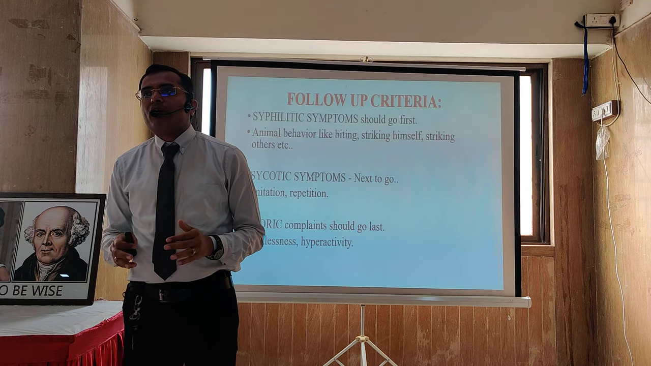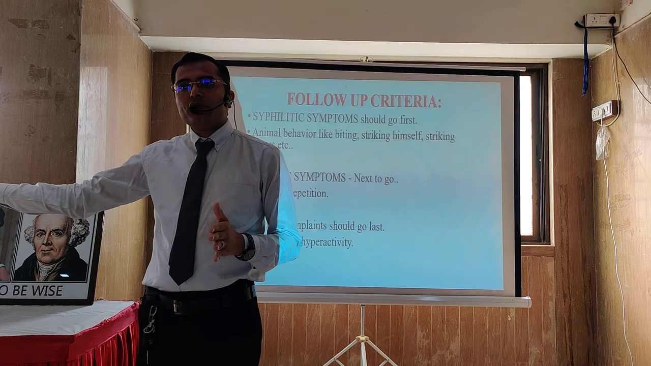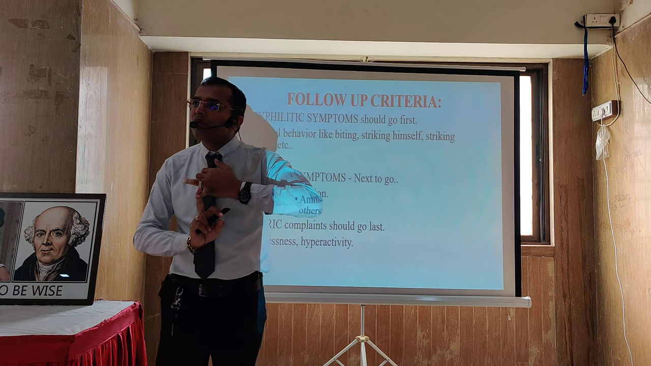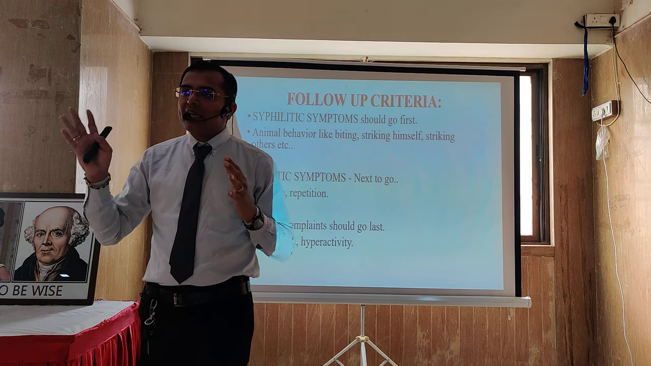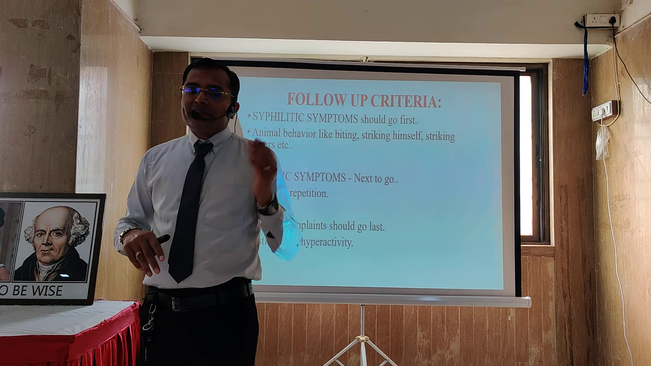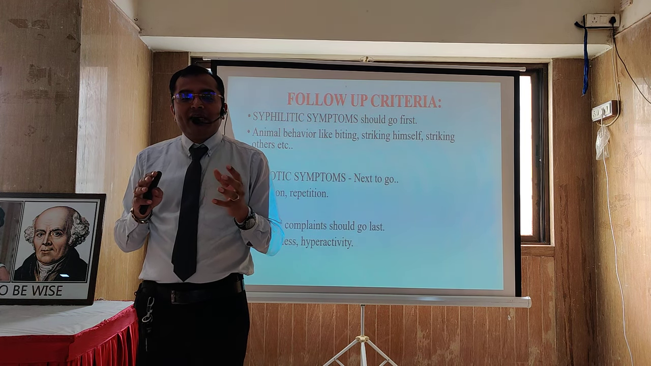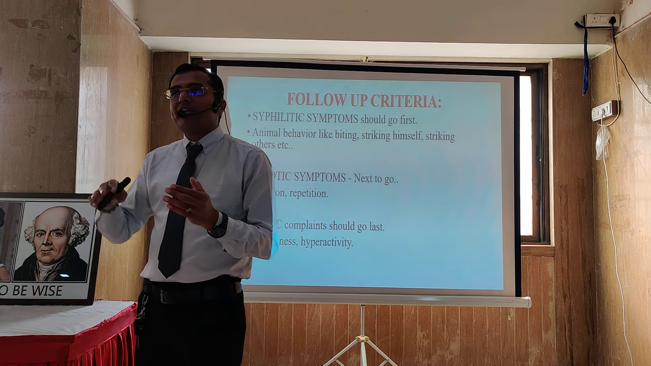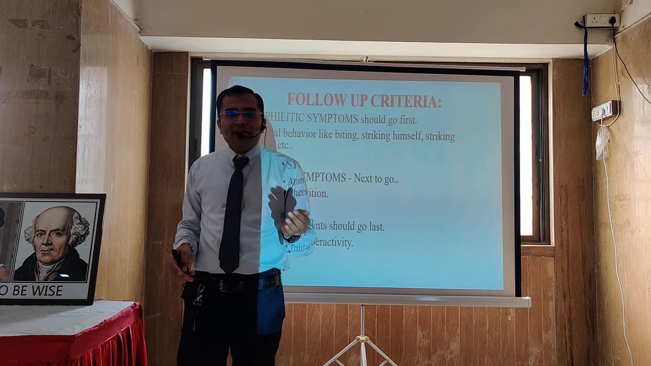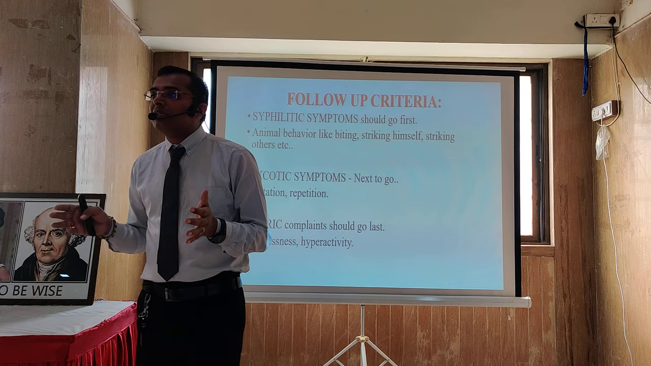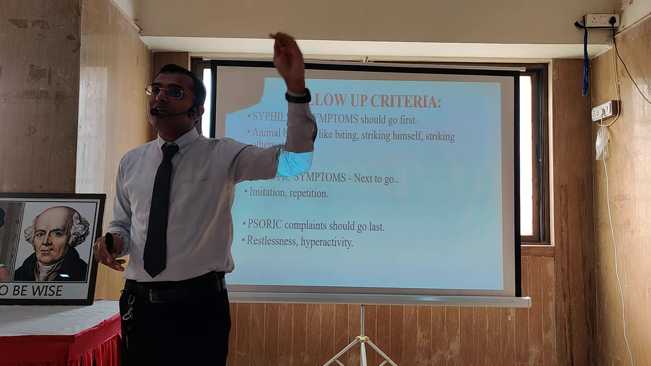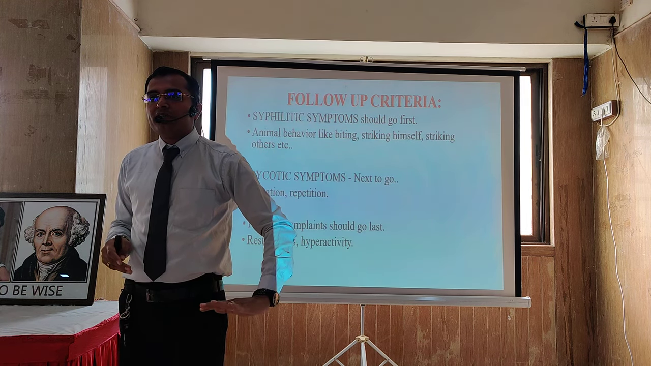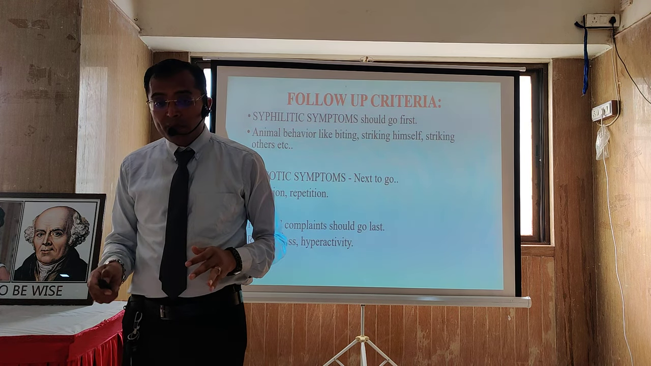Most of the time in follow-up, we have to reverse the miasm from syphilis to psychosis. In the syphilitic state, the syphilitic symptoms should go first, like animal behavior: striking, biting himself, striking others, that has to go first. Then psychotic behavior, where the child develops mimicking, repetitions, imitations, the child learns like a parrot. Then psychosis has to go, and the child develops the sycotic symptoms like hyperactivity and restlessness. In autism, hyperactivity goes later, from destructive hyperactivity to normal physiological hyperactivity. This is what you have to understand in follow-up criteria.